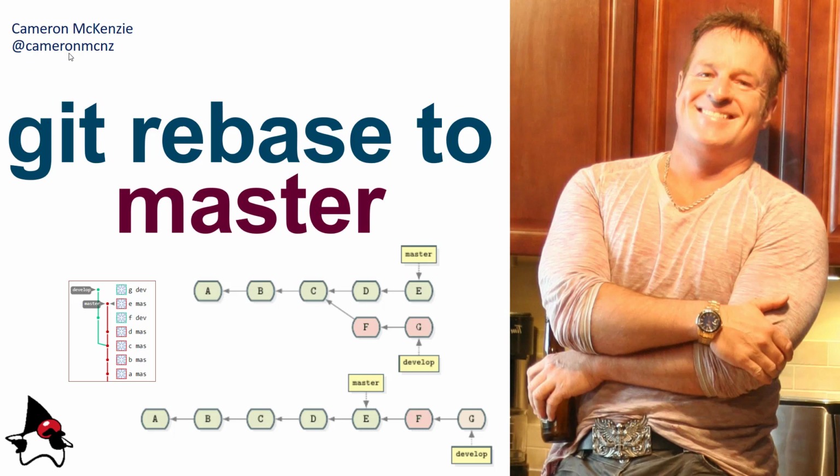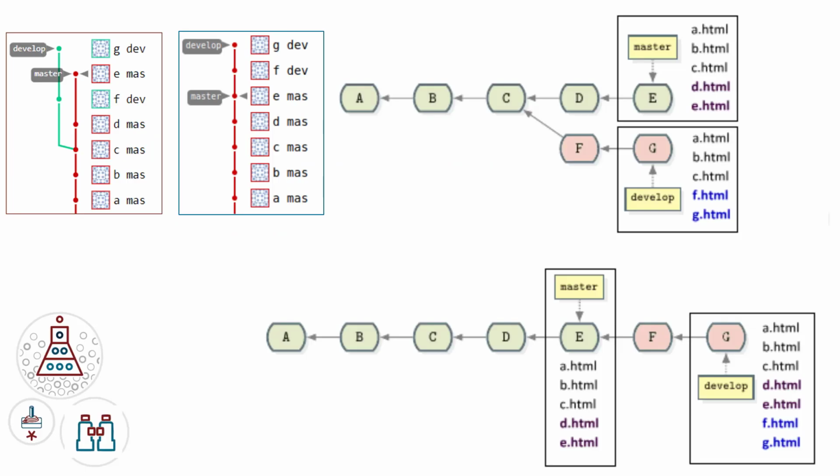And I wanted to talk to you about doing a rebase. In this example, I want to show you how to do a rebase to master. Specifically, I'm going to take my develop branch and merge it into the master branch, but not by using a merge, but by using a rebase. And of course, the big distinction here is when I do a rebase, I end up changing the commit history.